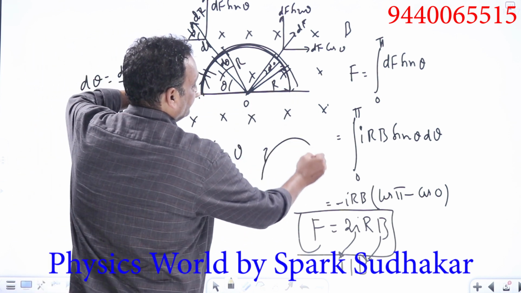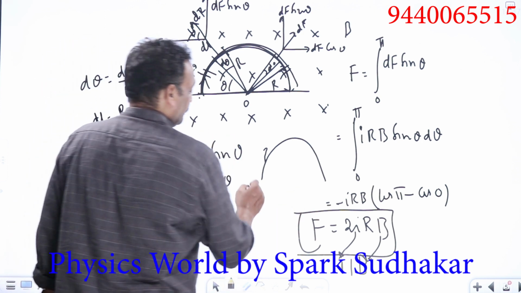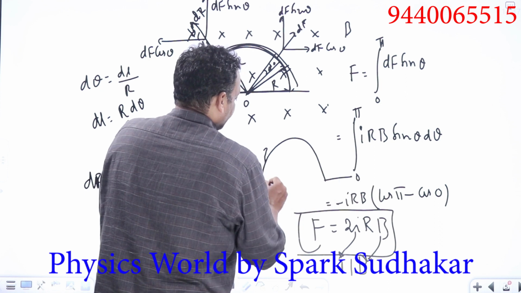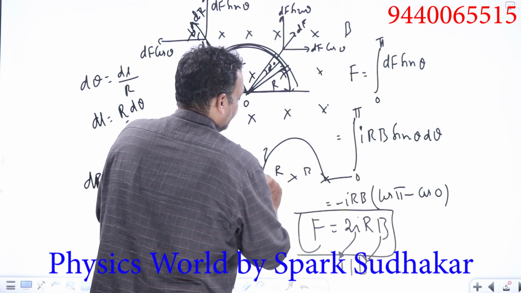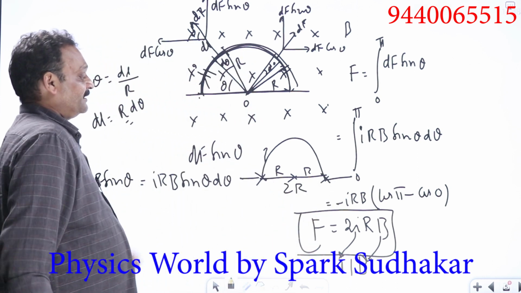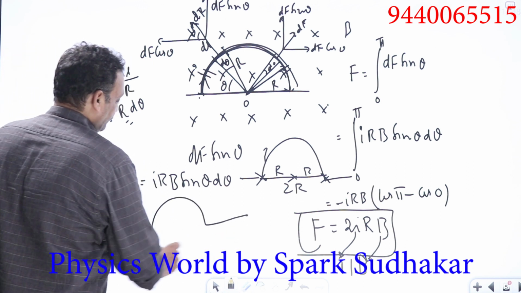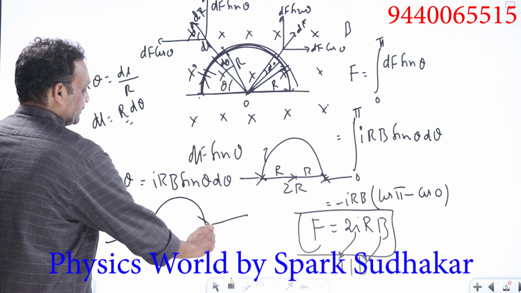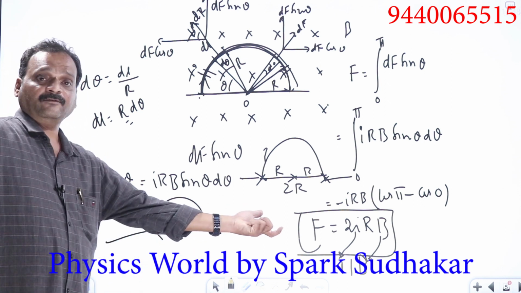Though the segment is curved like this, what part of that length is coming into the formula? It is only the effective length from here to here. From here to here it is R, and from here to here it is R. So the total effective length 2R is coming into the picture. What do you understand? Let the segment be in any shape, the effective length is nothing but the shortest distance between the 2 points. This is what comes into the formula here.